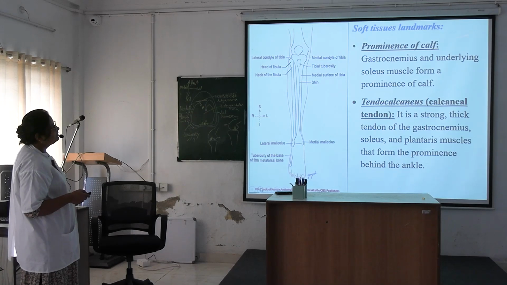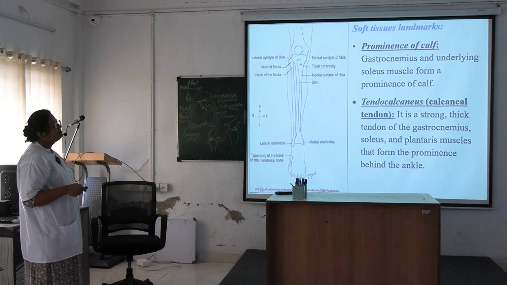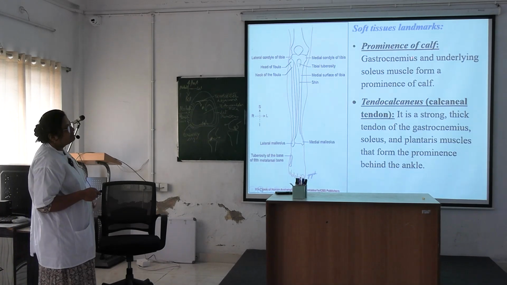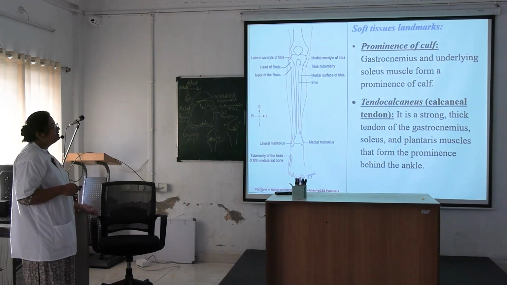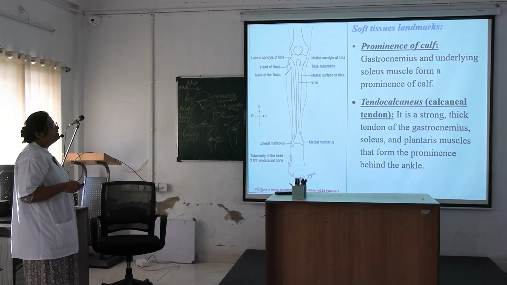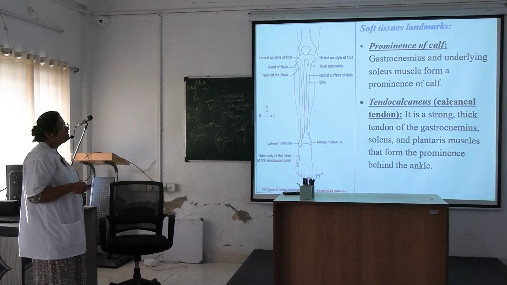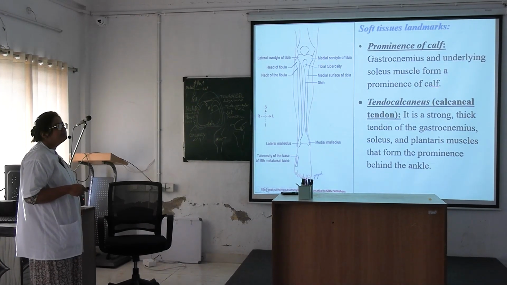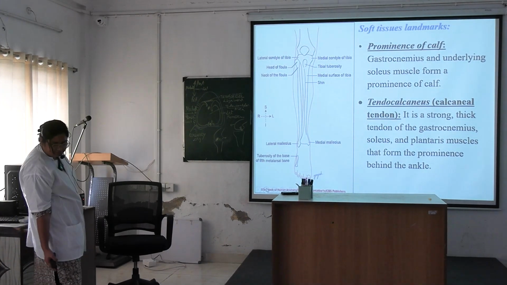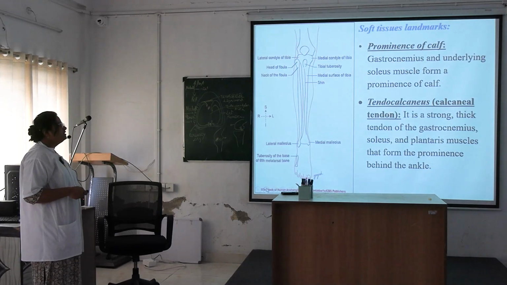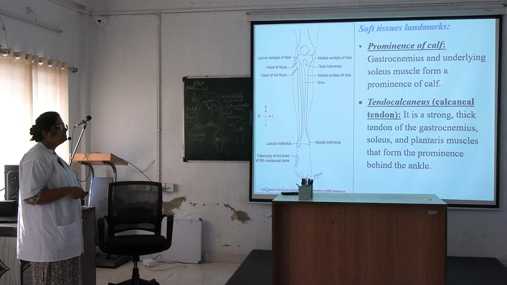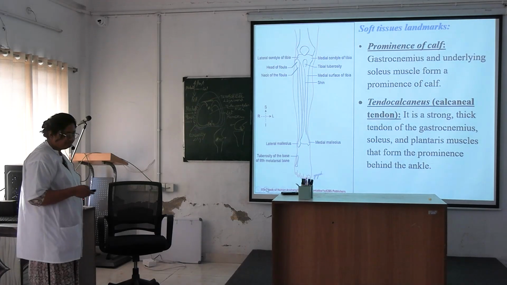Next are soft tissue landmarks. Prominence of the calf is present posteriorly. The posterior prominence is formed by gastrocnemius and underlying soleus muscle. You will see it on the posterior aspect of the leg. Then tendocalcaneus or calcaneal tendon is a strong, thick tendon of gastrocnemius, soleus and plantaris muscle, and it forms the prominence behind the ankle.